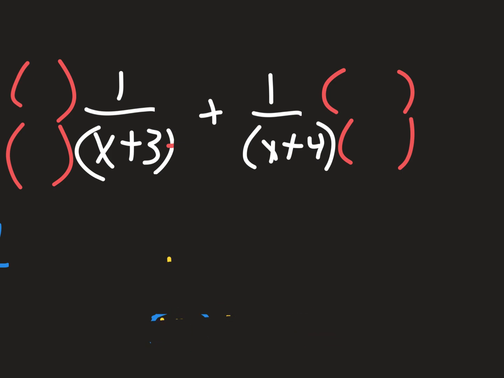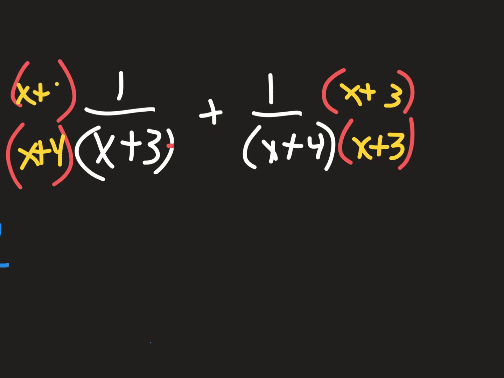In this case, I hope you have figured out that you'd multiply this one by x plus 3 and this one by x plus 4. And now you've got a common denominator. Of course, I have to do it here also. And I have to match what's on the bottom here also.